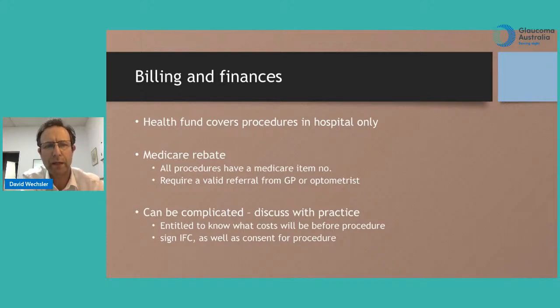To receive the Medicare rebate, you require a valid referral from your GP or optometrist. You can get referrals from other specialists, but be aware that if you do, that only lasts for 3 months, and it's always good practice to have a valid referral from your GP or optometrist. Billing and finances can be complicated, so it's important to discuss this with the practice, but you are entitled to know ahead of time what the cost will be for the procedure before you have it. And as I mentioned, you will be required to sign.